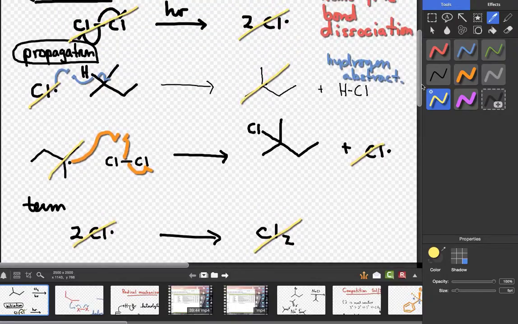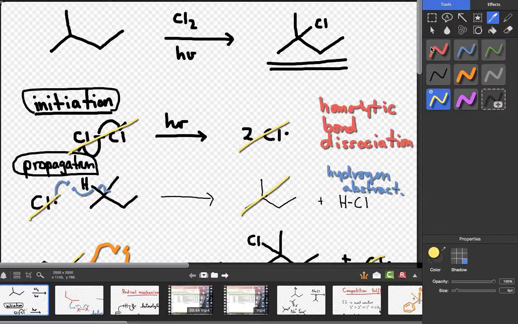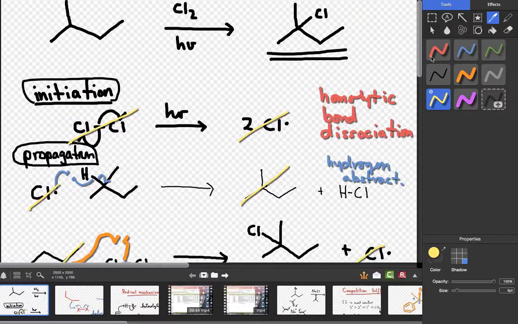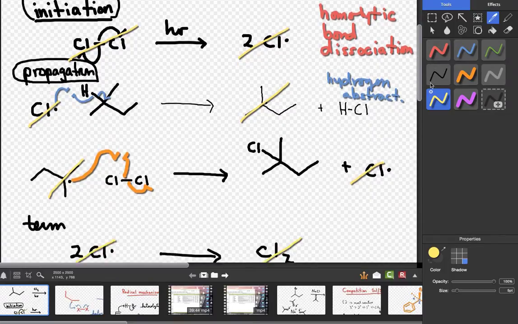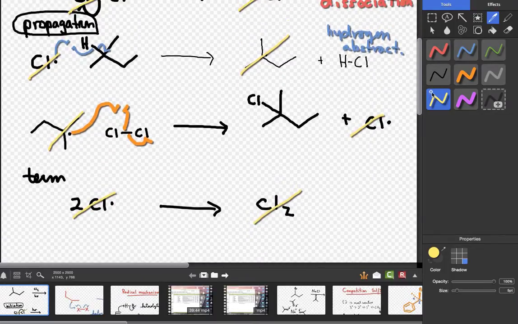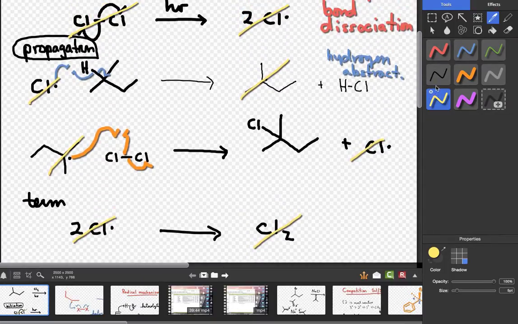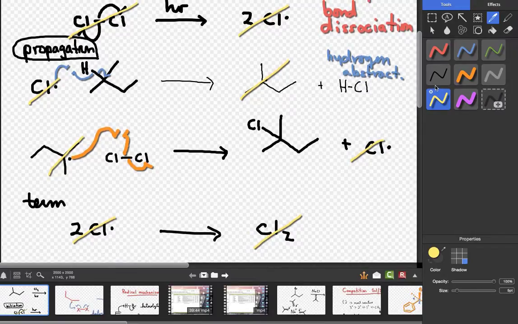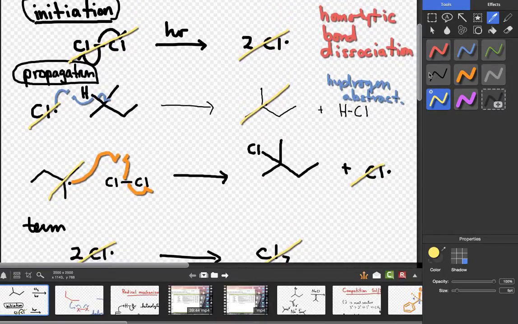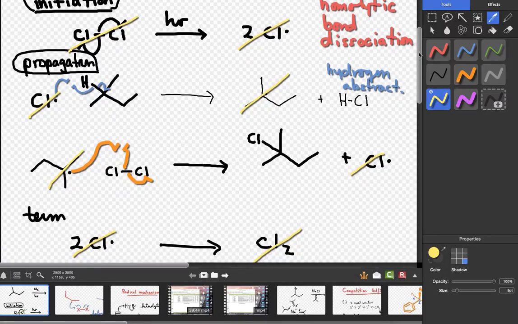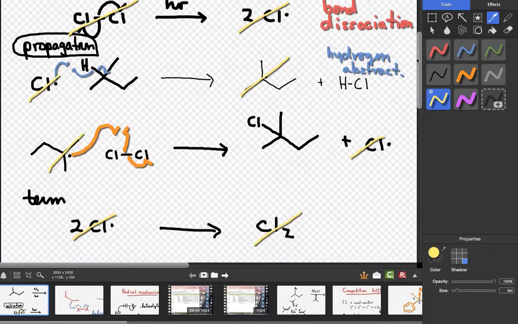I'm left with my carbon compound, which was 2-methylbutane. I'm also left with a Cl2, and I have an HCl and a chloroalkane as a product. So this is a pretty complete mechanistic treatment of this process. Now, one thing we do need to discuss is the selectivity of chlorine and bromine.